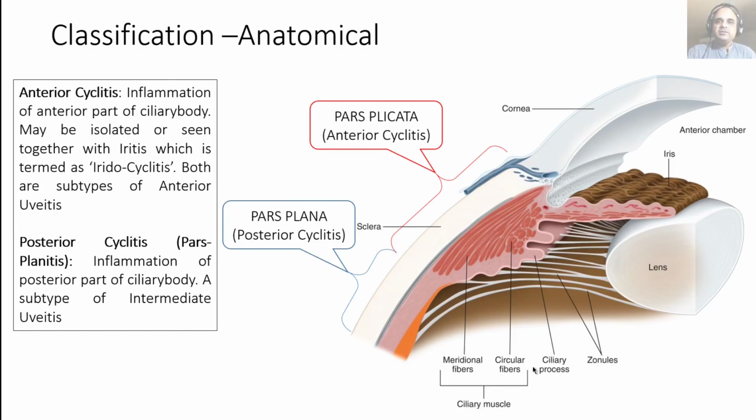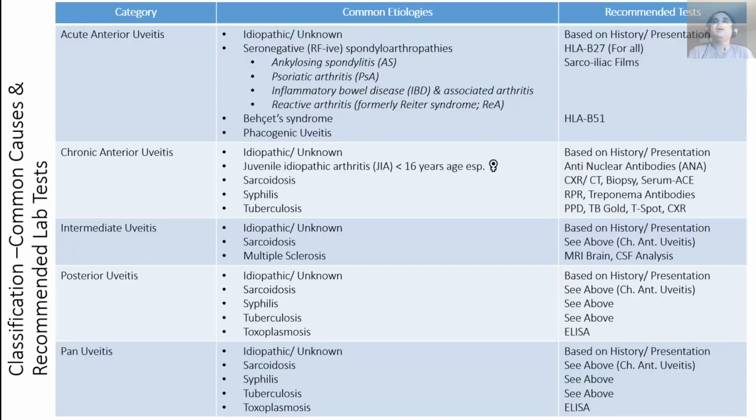So vitreal inflammation, vitritis, can easily spread onto the flat part of the ciliary body, the pars plana, causing posterior cyclitis. These are all the categories of uveitis: anterior, chronic and acute, intermediate, posterior. Our main focus during the discussion is obviously going to be anterior uveitis. These are the disease entities, and obviously at the top of all of these, you see idiopathic, unknown.